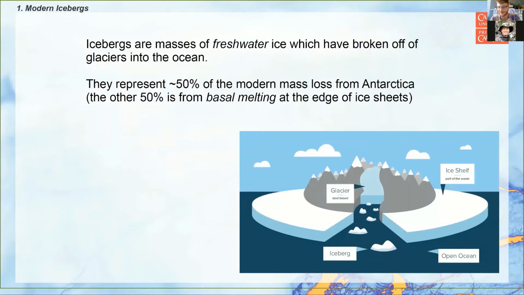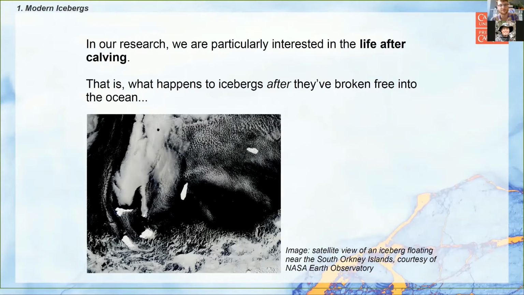So the real basics, starting right from the start. Icebergs are floating masses of freshwater ice which have broken off of glaciers into the ocean. In Antarctica, snow and ice accumulate on the continent, so it snows and it gains mass. This gain of mass is balanced by a loss of mass at the edges of the continent, through the carving of icebergs into the ocean, for example, and by basal melting at the base of the ice sheet.